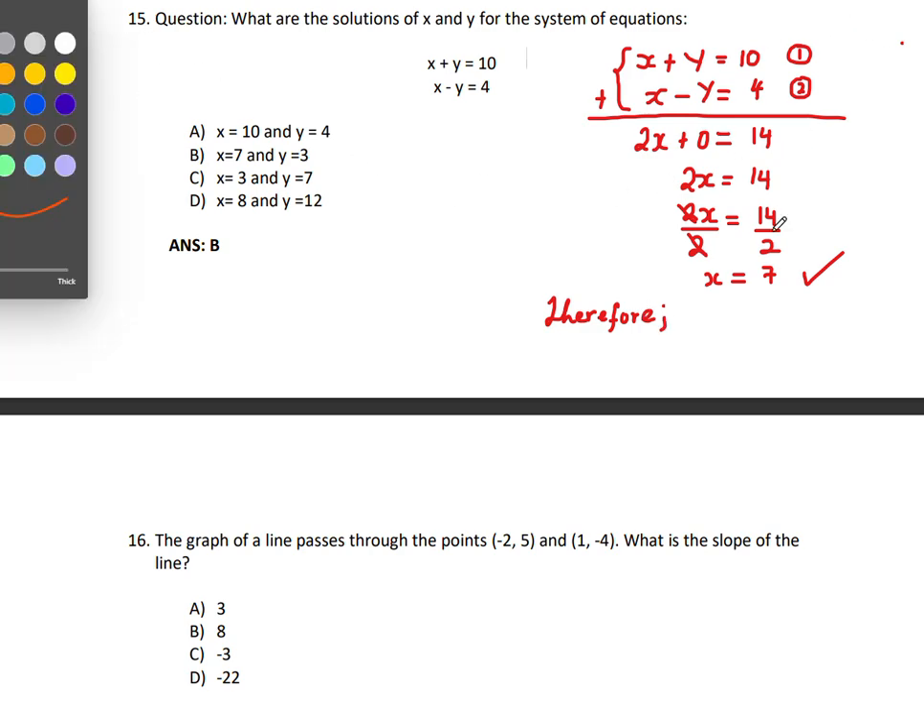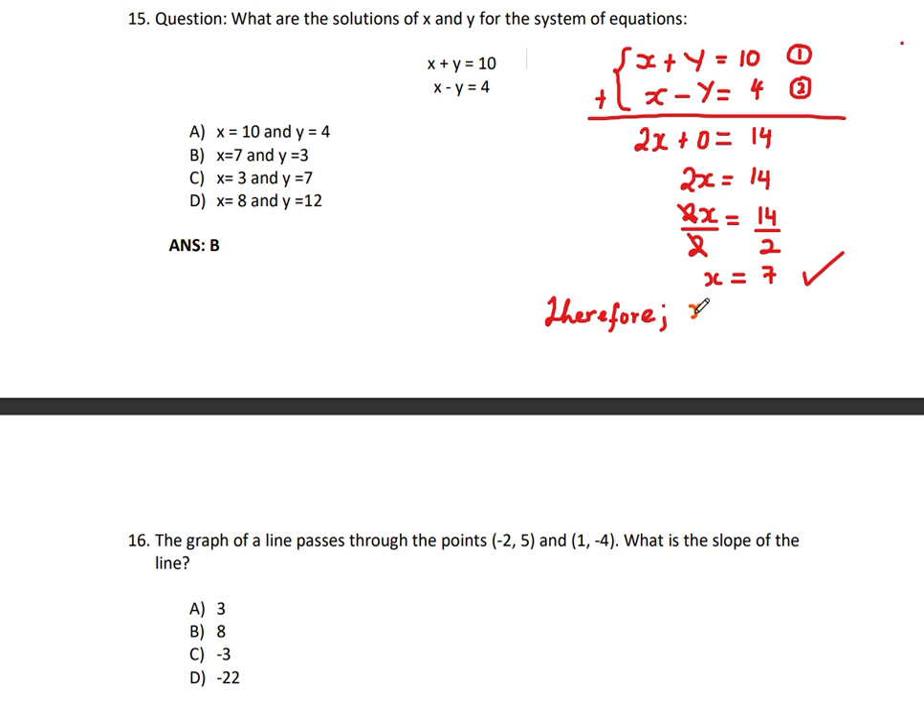So therefore, I'm going to substitute x into equation 1. I could substitute it into equation 1 or 2. When I substitute x into equation 1, which is x plus y equals 10. That's equation 1. All right, so that's equation 1.